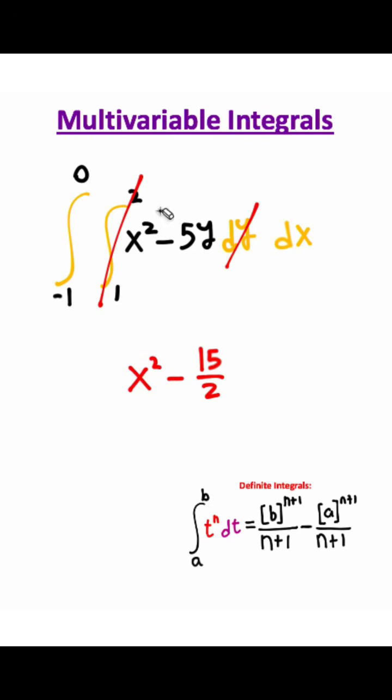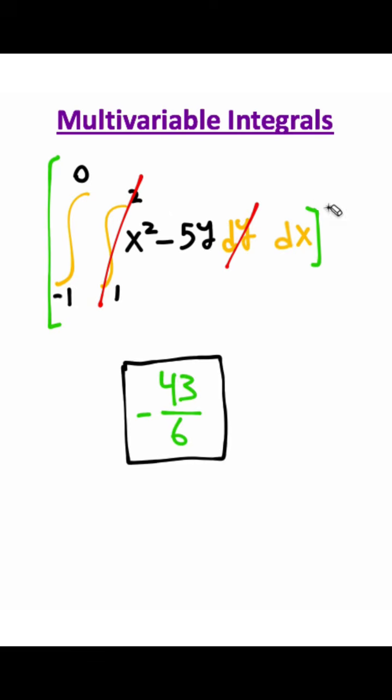Now that you've done this integral, you're going to bring down the integral with respect to x and integrate this function with respect to x using this rule. What you should end up with is negative 43 over 6, and that is this double integral and a general introduction to multivariable calculus.